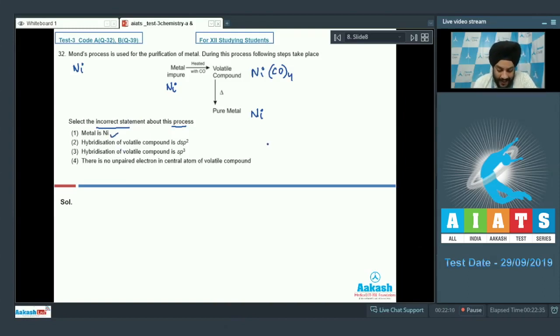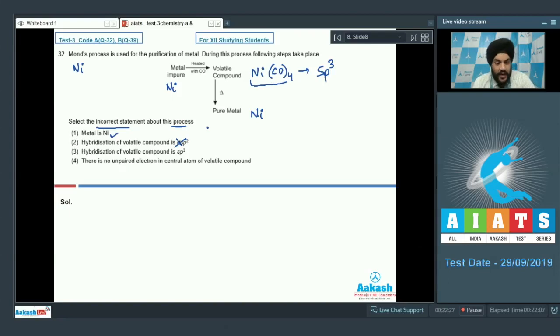If you look at the second statement now, hybridization of volatile compound is dsp2. So the volatile compound formed is nickel tetracarbonyl, and we had just seen in the previous question that it takes a sp3 hybridization. So the second statement is incorrect, student.